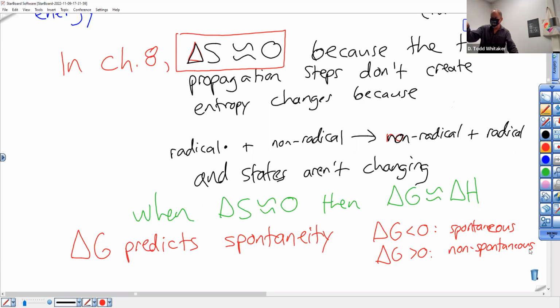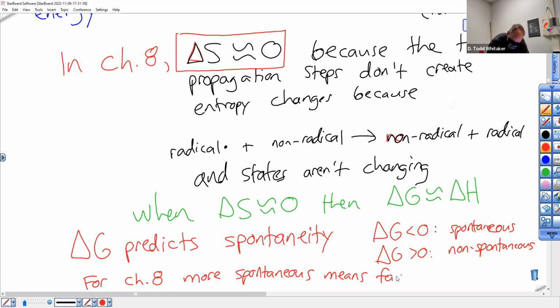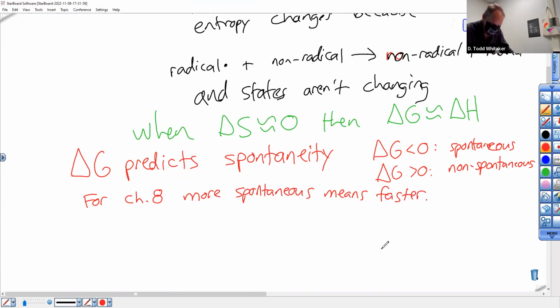One more fact before we get into a big exam question worth 25 points. One more fact. For us, for chapter 8, I've got to keep adding that. More spontaneous means faster. So we'll do reaction 1 versus reaction 2.